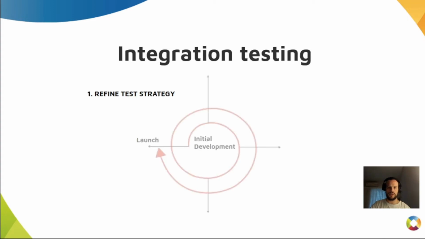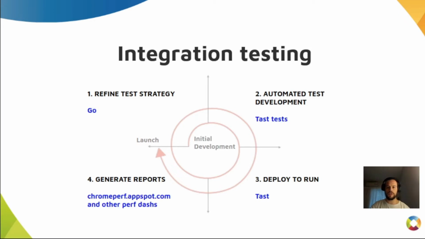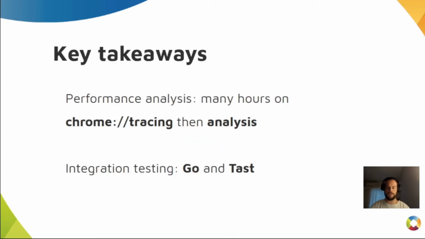Integration testing is critical. The process we use for that goes like this. Refine the test strategy to set the benchmarks, build the automated tests, deploy it to run, and generate the reports. On Chrome OS, you can use TAST, the integration testing system for Chrome OS. TAST not only does performance testing, but is also a great end-to-end testing framework, supporting building, deploying, and running tests. TAST uses Go as a programming language for building tests. It's super fast for compiling code, and its static analyzer is great also.